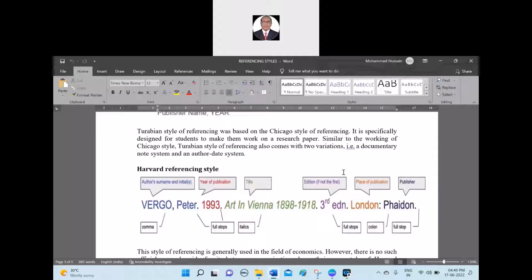Then the place of publication, London. After London they wrote a colon, but we are making a hybrid of the Chicago and Turabian styles, so we will remove the colon and put only a comma. Place of publication, comma, name of the publisher, comma, year of publication, full stop. So London, comma, then Hayden is the publisher name, and last the year will come. Because he wrote it that way here, but in our style we are making a hybridized style.